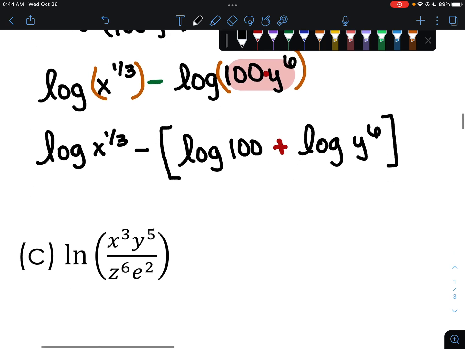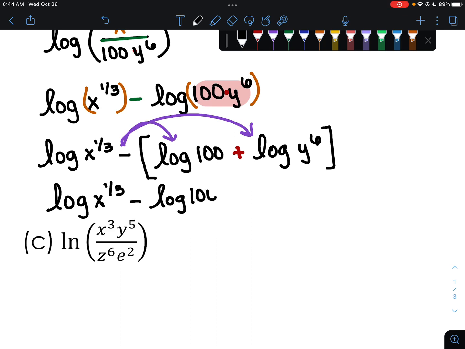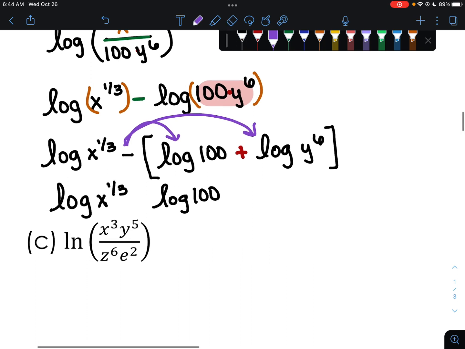Okay, so then we can distribute that negative. If we distribute that negative like this, it gives us log of x to the 1/3 power minus log of 100 minus log of y to the 6th. Let me change those minus signs to purple.